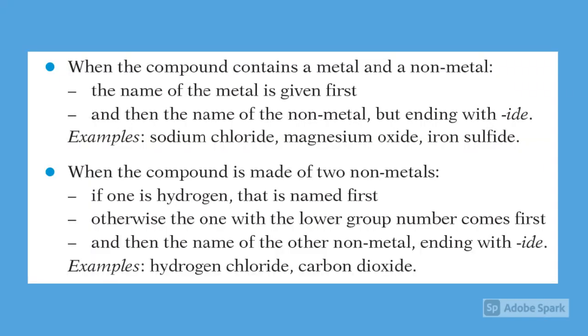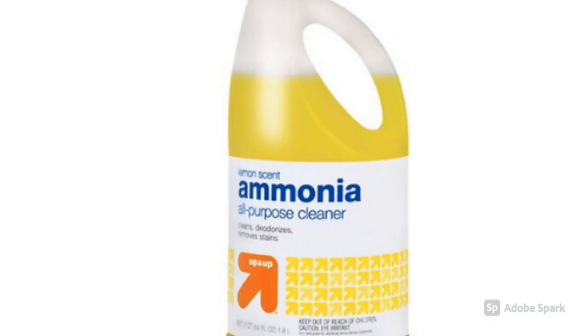Now, many compounds just contain two elements, so it's pretty simple to name them if you know which elements they are. You can usually name the compound by following these rules. When the compound contains a metal and a nonmetal, the name of the metal is given first, and then the name of the nonmetal, but ending with IDE. When the compound is made of two nonmetals, if one's hydrogen, that's named first, otherwise the one with the lower group number comes first, and then the name of the other nonmetal, ending with IDE.